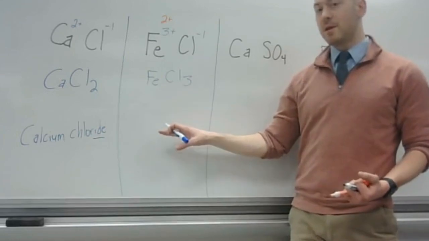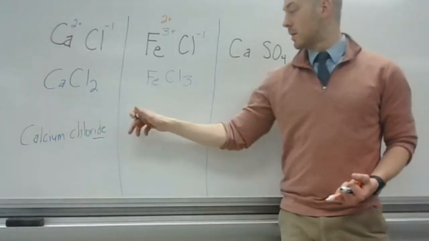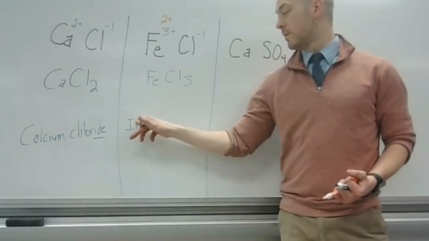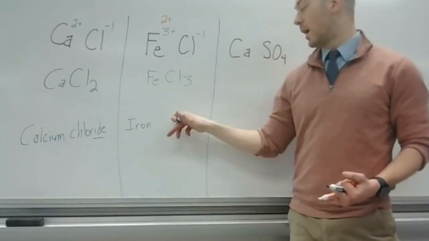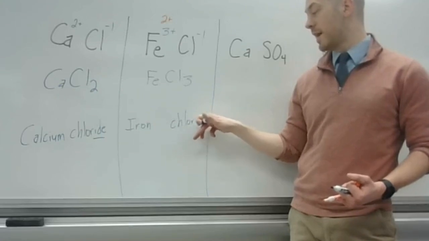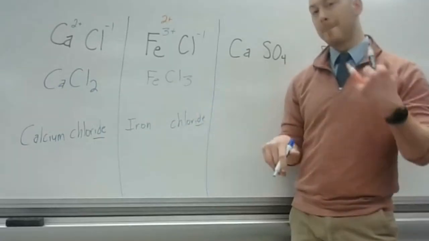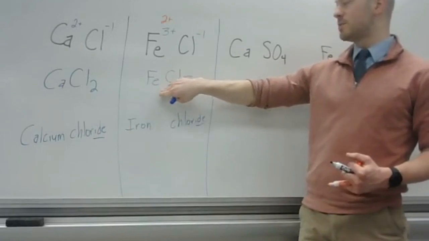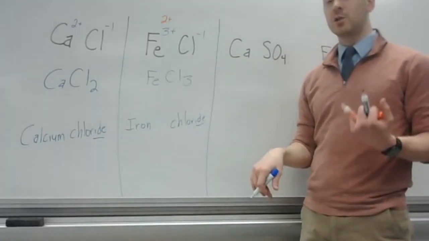Now the name changes a little bit. The first rule stays the same. It's still going to be iron chloride, again, changing the ending of that anion to -ide. But we need to specify which iron we're talking about.